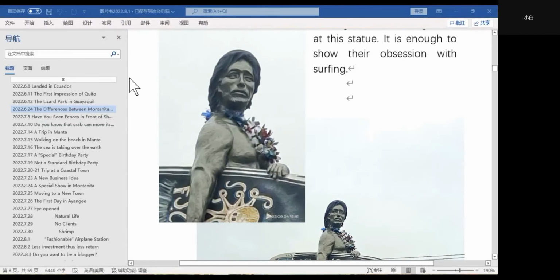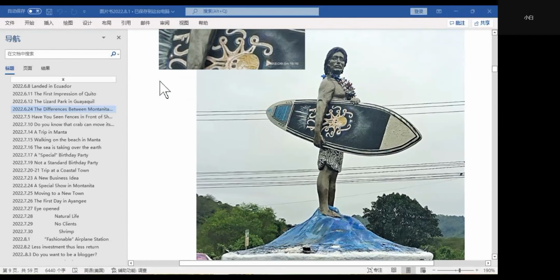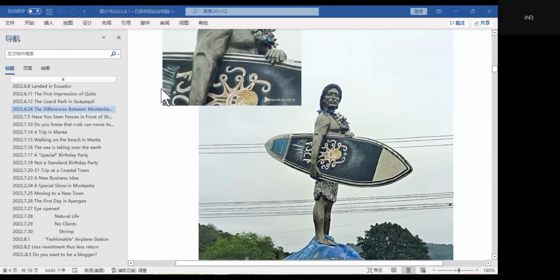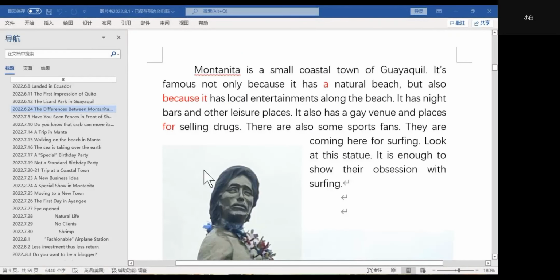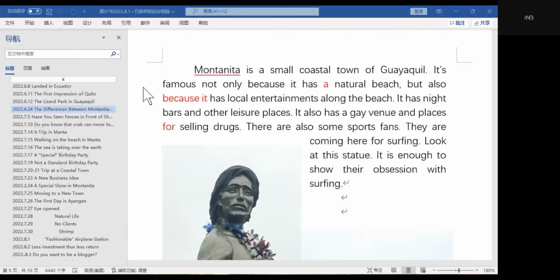And now let's look at this picture. I like it very much. It's a statue. The full statue is here. See, I suppose it's a man, but it also looks like a woman. Okay, now let's begin the third paragraph.